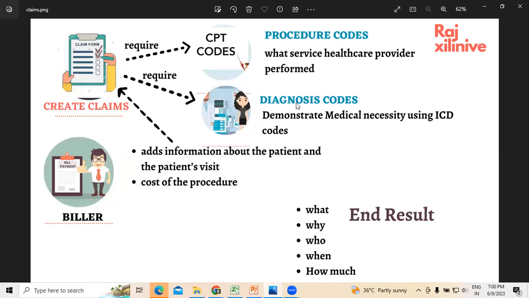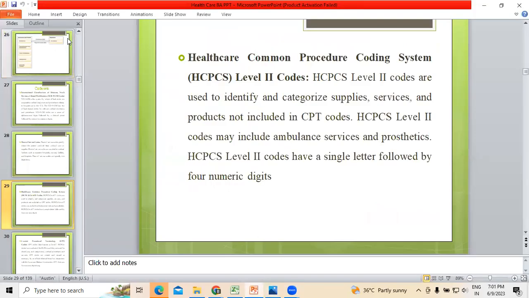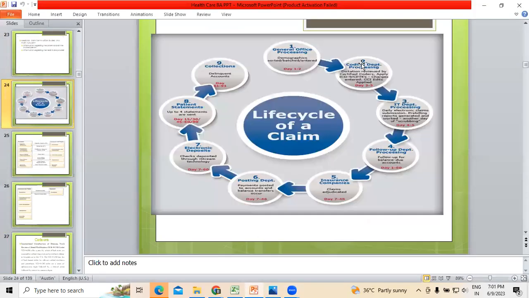So before you create claims, there are two kinds of codes which the billing person has to update in the claim form. One is procedure codes, which is called CPT, and the second is diagnosis codes. For this, they have to write some coding here. This is what I have told you.